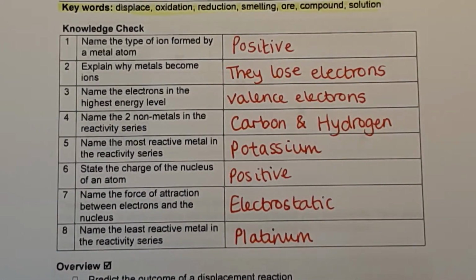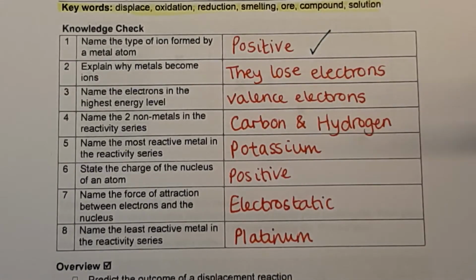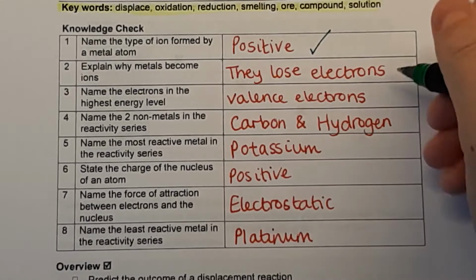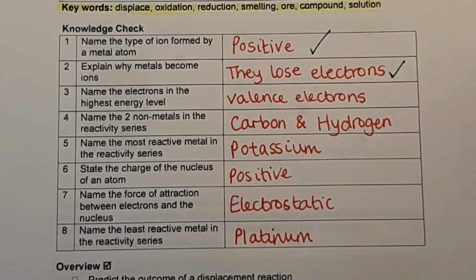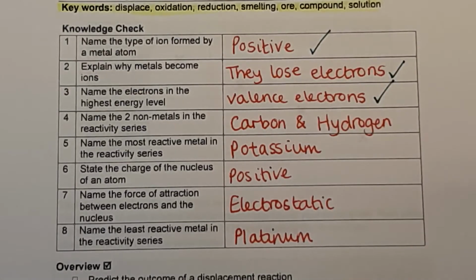Question 1. The type of atom formed by a metal atom is a positive ion. Why do metals become ions? Well, because they lose electrons. Name the electrons in the highest energy level. Well, they're called valence electrons. Question 4. Name the two non-metals in the reactivity series. That would be carbon and hydrogen. You need both to get the mark.